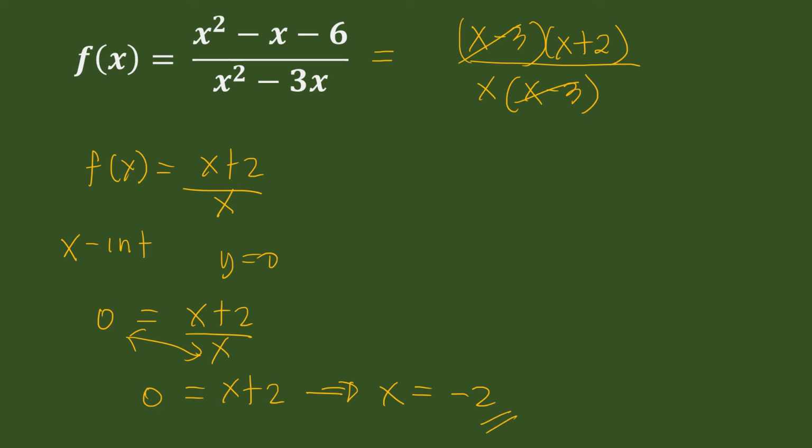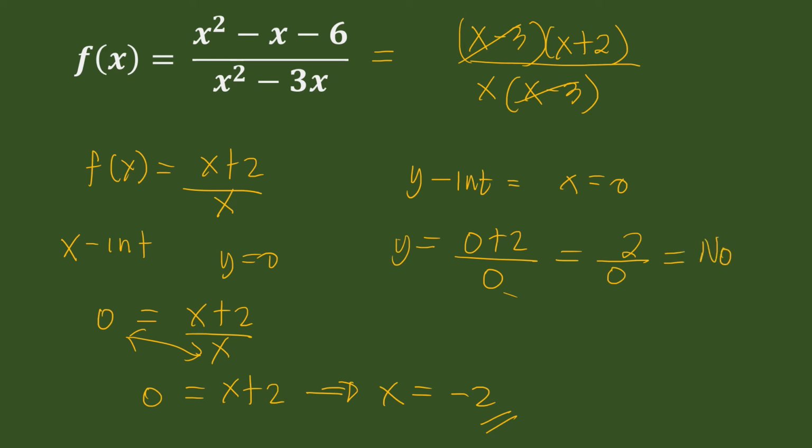Solving for your y-intercept, what would it be? That is when x equals 0. So we will have y = (x + 2)/x, so (0 + 2) over 0. This means that we will have 2 over 0. So the y-intercept does not exist, or there is no y-intercept in this given rational equation.